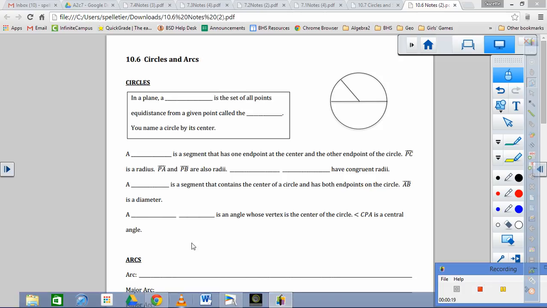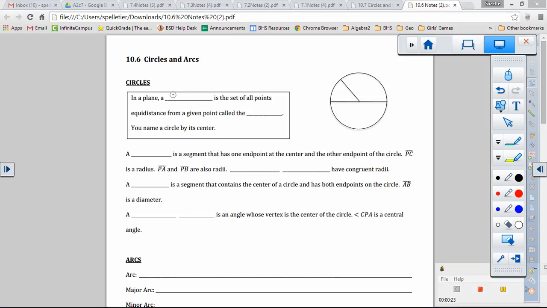In a plane, a circle is the set of all points equidistant from a given point called the center. You name a circle by its center. So we're going to name this circle P. So circle P. A radius is a segment that has one endpoint at the center and the other endpoint on the circle. So PC is a radius.